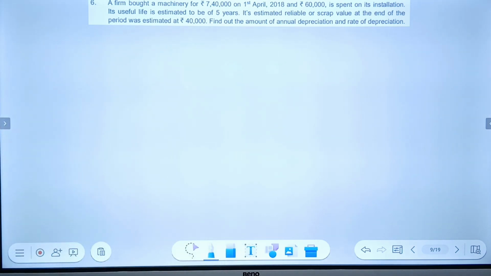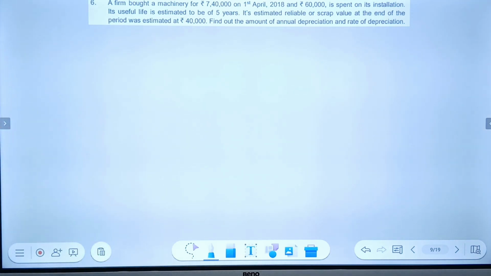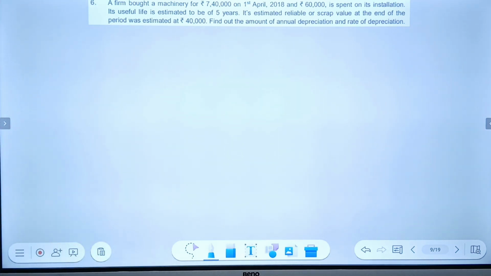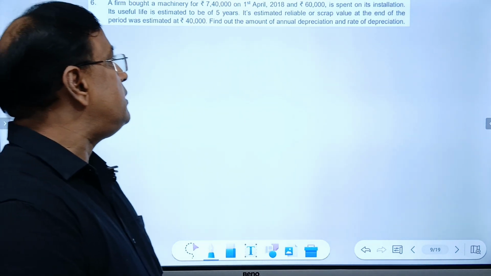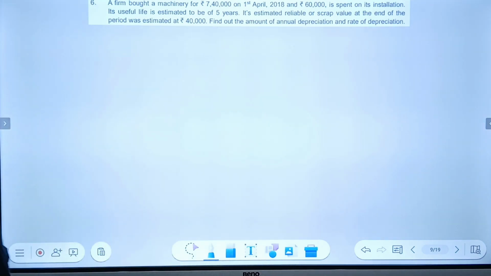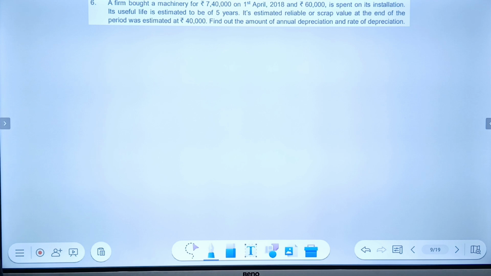A firm bought machinery for 7,40,000 on April 1st, 2018, and 60,000 is spent on its installation. Its useful life is estimated as 5 years, and its estimated realizable or scrap value at the end of the period is given to be 40,000. Find out the amount of annual depreciation and the rate of depreciation.